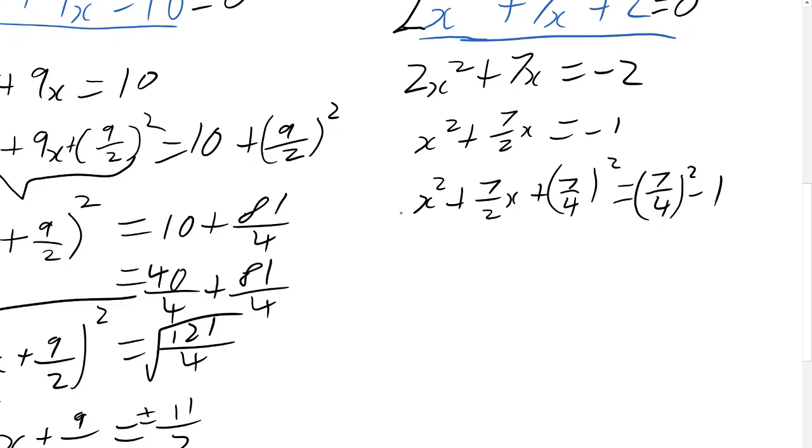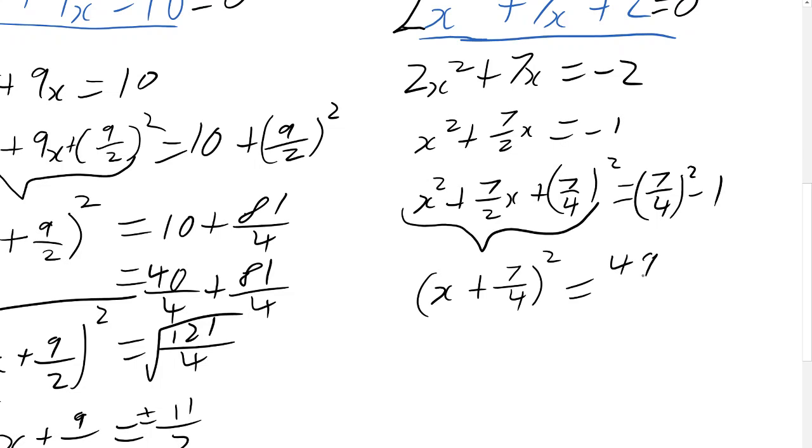Next, we simplify this one to a squared binomial, and we just take this number in the bracket and x, so x plus 7 over 4 squared equals, and then we can expand this here, it's 49 over 16 minus 16 over 16. So we can simplify this, equals 33 over 16.